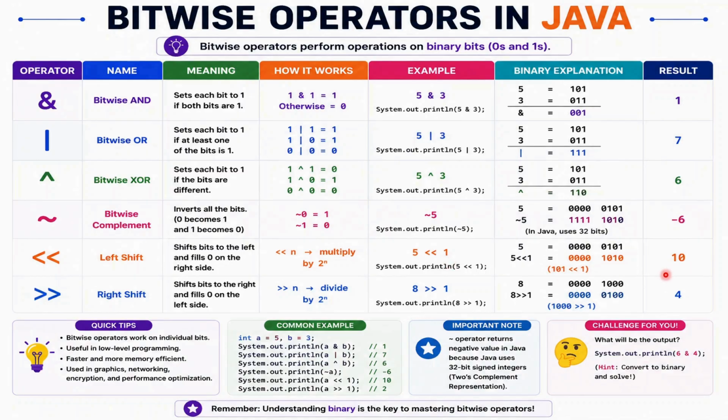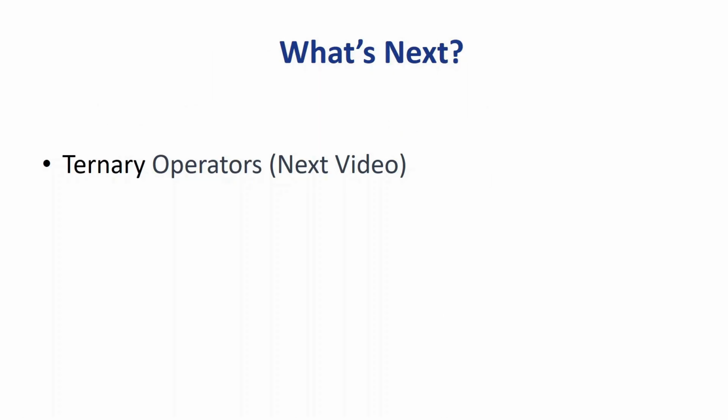So friends, I hope you understand these bitwise operators in Java. I have not covered bitwise XOR, bitwise complement and right shift operator because the video length is becoming very lengthy and I need to explain the concept very clearly. So we have completed the bitwise operators in Java video. So friends, what next? We are going to see the next video on ternary operators in Java.